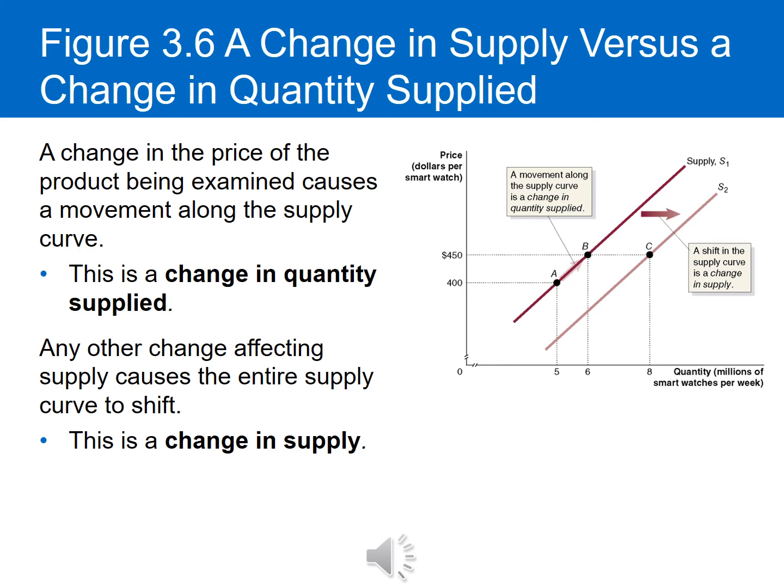Now, if any other variable changes, any of the 5 that we talked about, any of those changes affecting supply will cause the entire supply curve to shift. This is a change in supply. So this is a movement from supply curve S1 to the curve S2. The price will remain the same at $450, moving from point B to point C. So the quantity supplied will increase from 6 million to 8 million smartwatches.